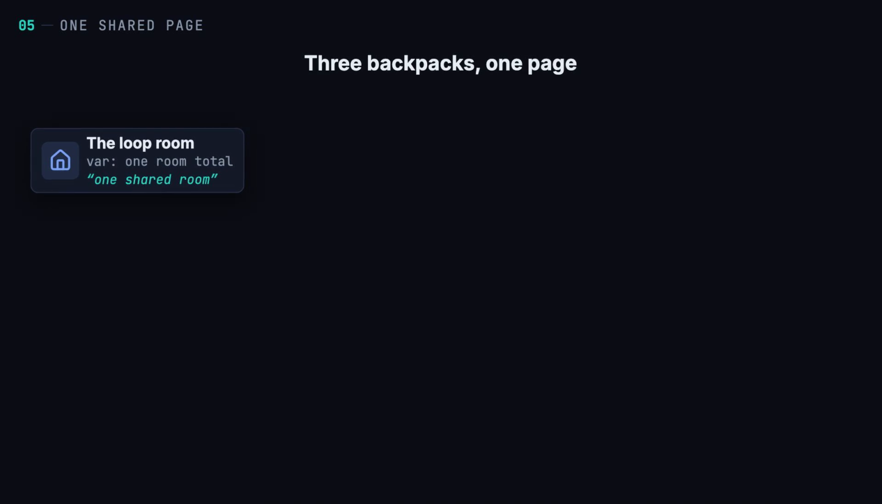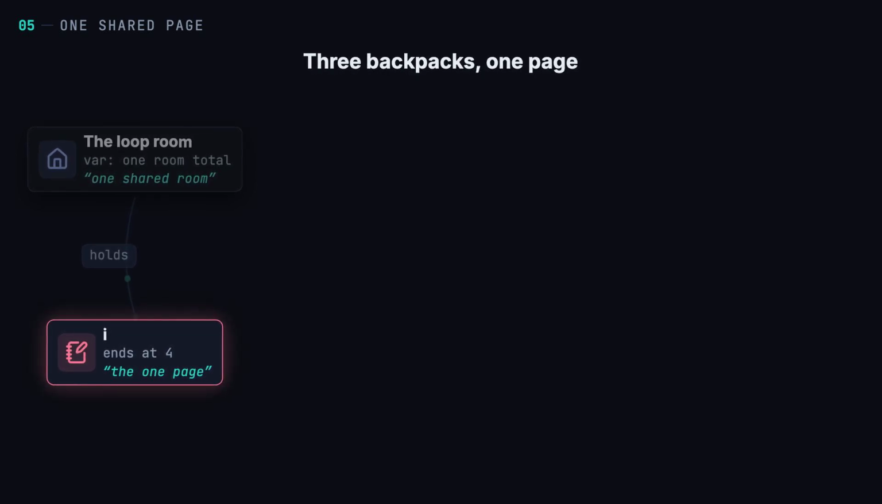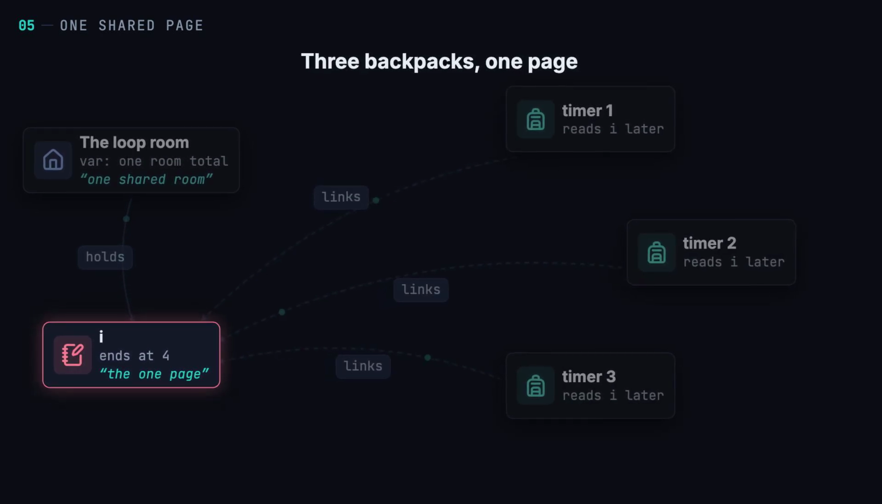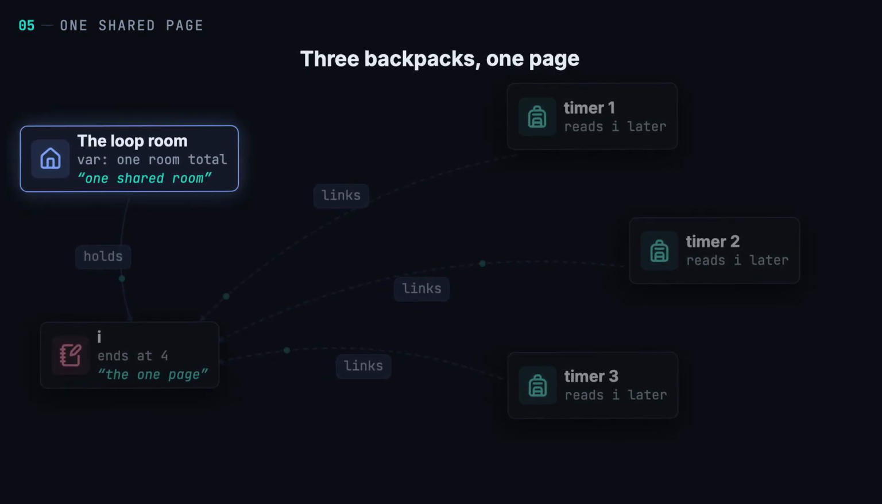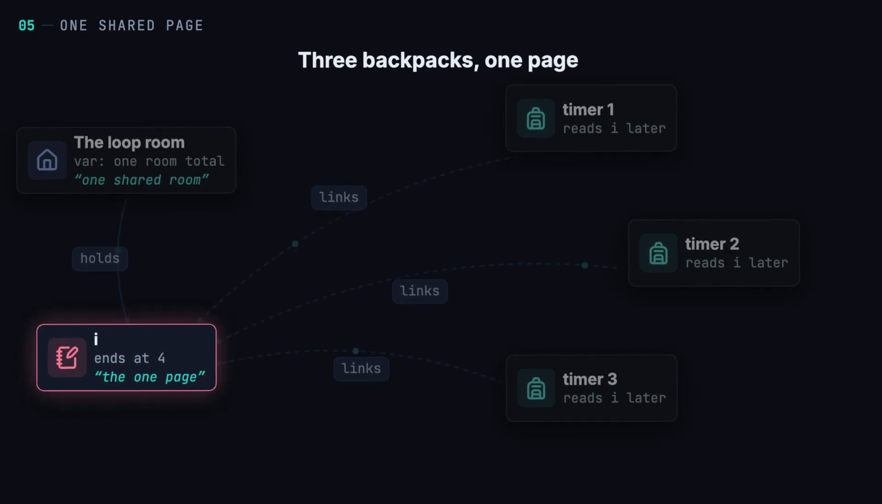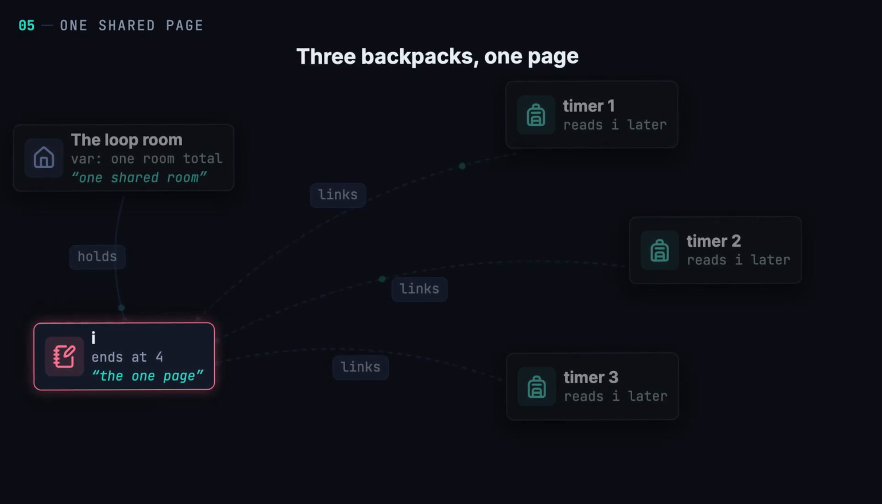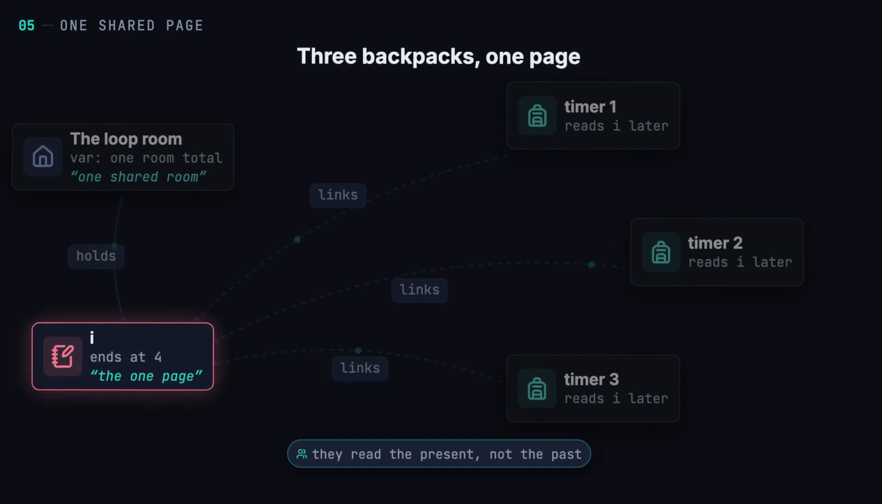Armed with that, the 4 explains itself. var creates one page of i for the entire loop. All 3 timer functions are born in the same room, so all 3 backpacks link to that same single page. The loop finishes first, it counts 1, 2, 3 and stops at 4. The page now says 4. Then the timers fire. 3 backpacks, 1 page. 1 answer, 3 times. They did not remember the past, they read the present.